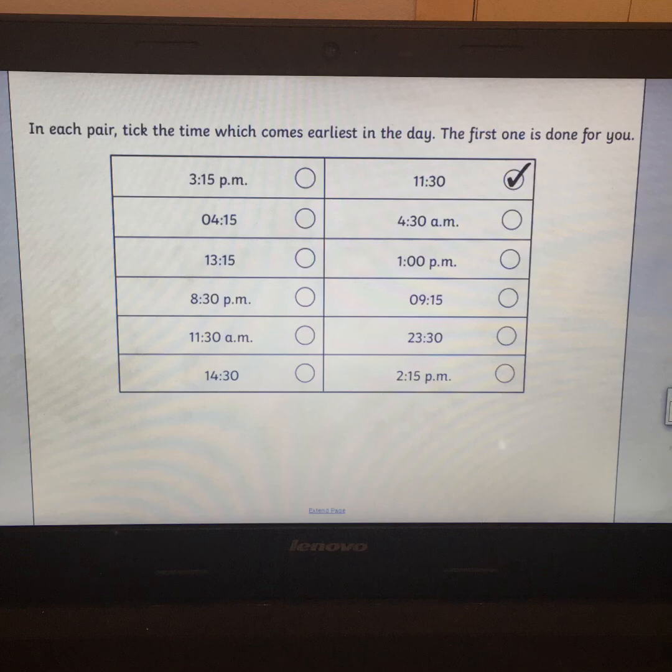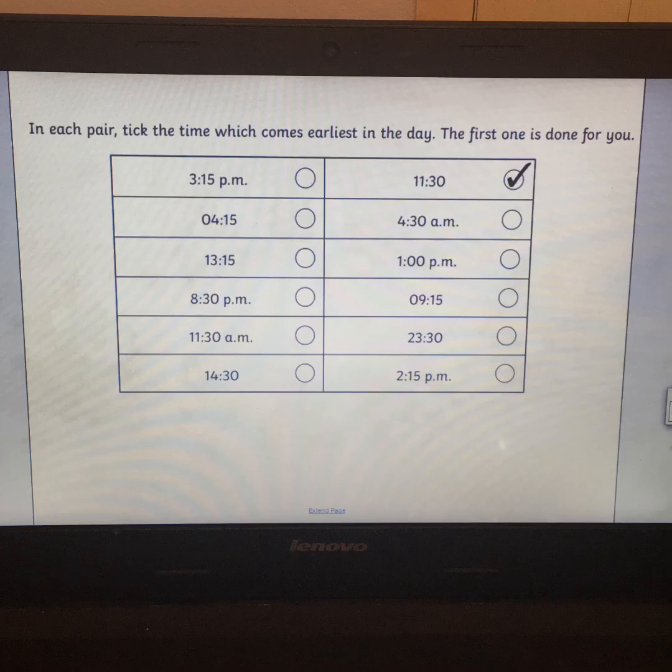Next row down, you've got 8:30 p.m. and we've got 9:15. Well, 8:30 p.m. tells me it's in the afternoon. 9:15 tells me it's in the morning, so you should have ticked 9:15. Next pair down, you've got 11:30 a.m., which tells me it's in the morning, and you've got 23:30, which tells me it's in the evening. So 11:30 a.m. would be the one to tick. If that had said PM, then those times would have been the same, but it says AM, so I know 11:30 AM comes first.